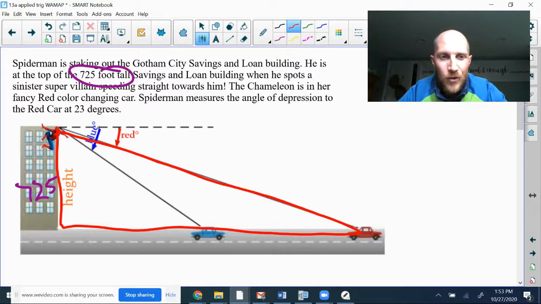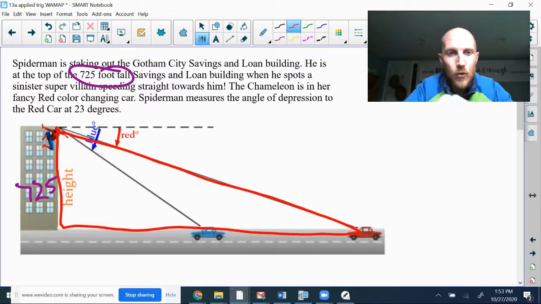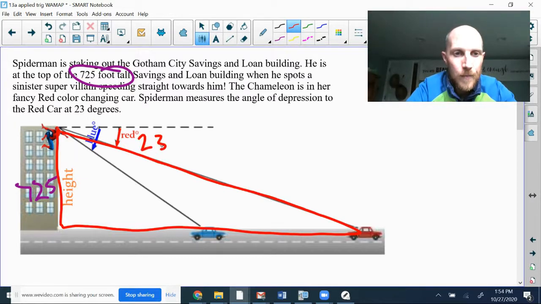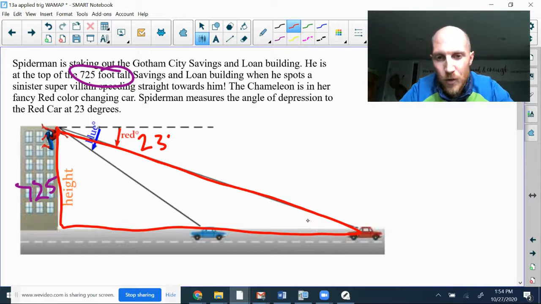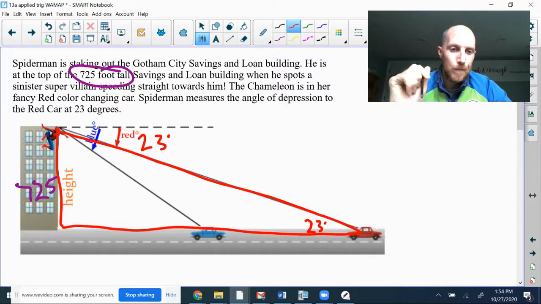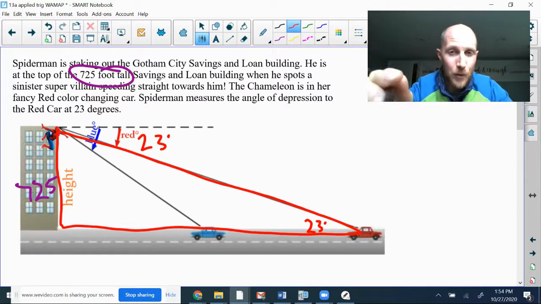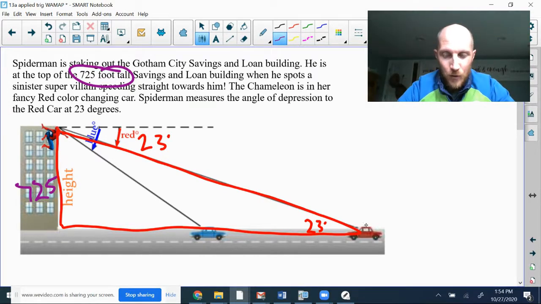The angle of depression from Spidey to the red car is 23 degrees. That means the angle of elevation from Chameleon to Spidey is also 23 degrees. I like my triangles on the ground rather than floating in the air. It just works better for me. So I'm going to name everything from the perspective of the Chameleon.